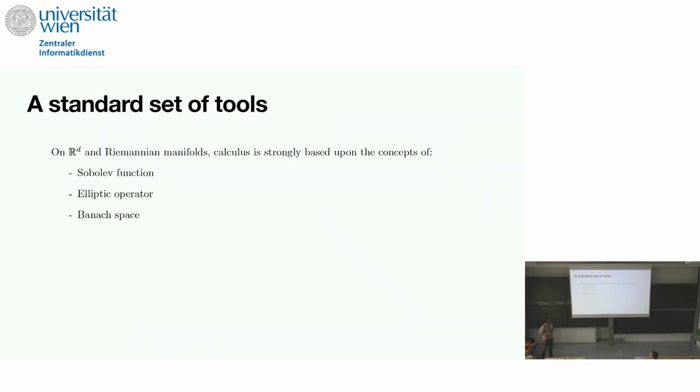Here is something very basic that I think we can all agree on. Whenever we do geometric analysis on R^D or Riemannian manifolds, we tend to encounter rather often concepts like Sobolev functions, elliptic operators, Banach spaces. Just as a sample, in both the talks that came before me, all three of these objects already appeared. Of course, I'm not saying that you have to work with this, nor that if you know how to handle these things, you're done. It's just a set of standard tools, our hammer and screwdriver and so on.